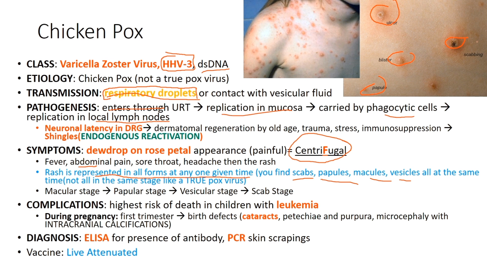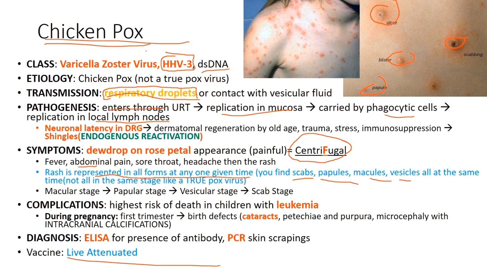A true pox, all of them will be blisters, or all of them will be ulcers, all of them will be scabbing, all of them will be papules at the same time. Where here, they're all in different stages. Almost every lesion is in different stages. And that is a defining feature for chickenpox. So what happens is we leave this infection there and it goes away after we're children. Hopefully we had our live attenuated vaccine for it, which was presented in 1999.